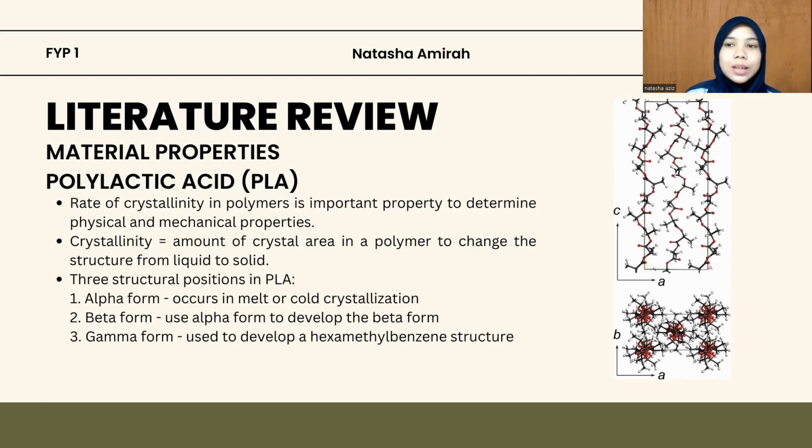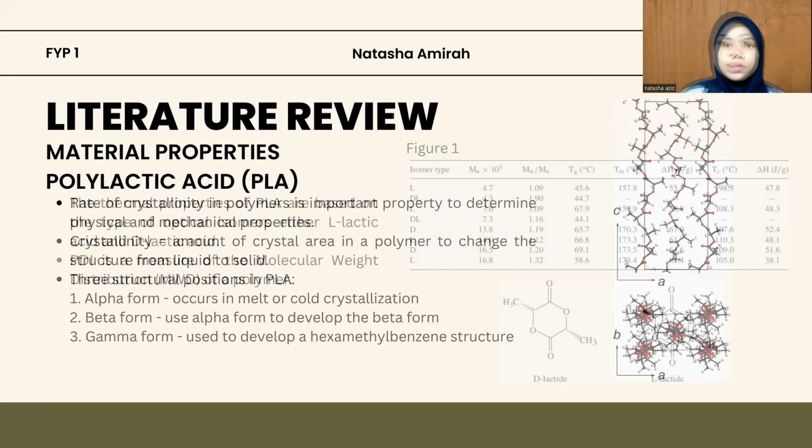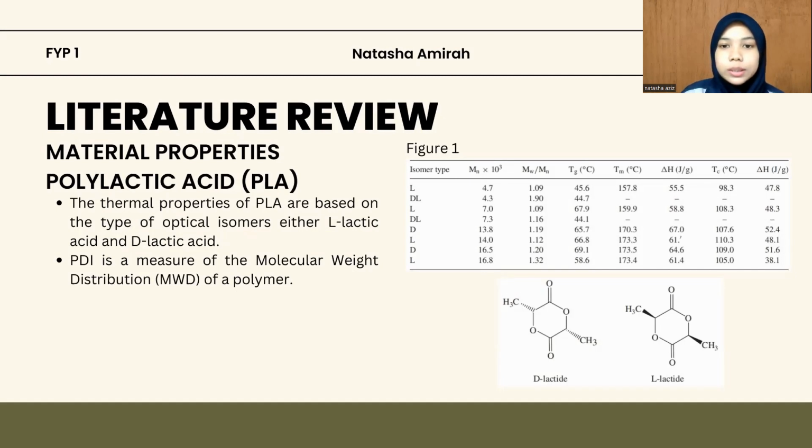It is used to develop a hexamethylbenzene structure consisting of two antiparallel chains in a crystal cell. The new properties of PLA are based on the type of optical isomer, either L-lactic acid or D-lactic acid. Figure 1 shows the different isomers affect the thermal properties of PLA, like molecular number, Mn, glass transition temperature, Tg, melting temperature, Tm, enthalpy, H, and crystallization temperature, Tc. It shows that the value of Tg and Tm increase in relation to Mn for both types of isomer, except for the sample with high polydispersity index, PDI.